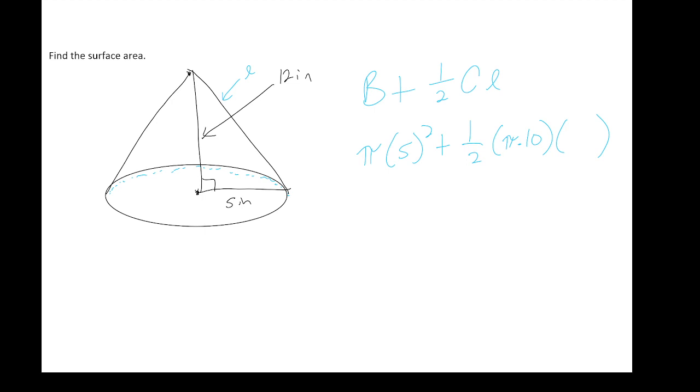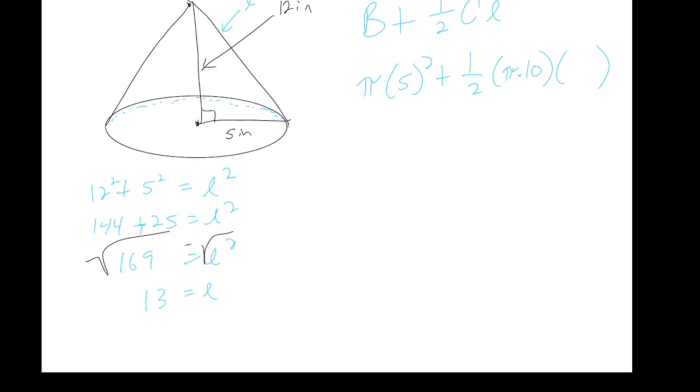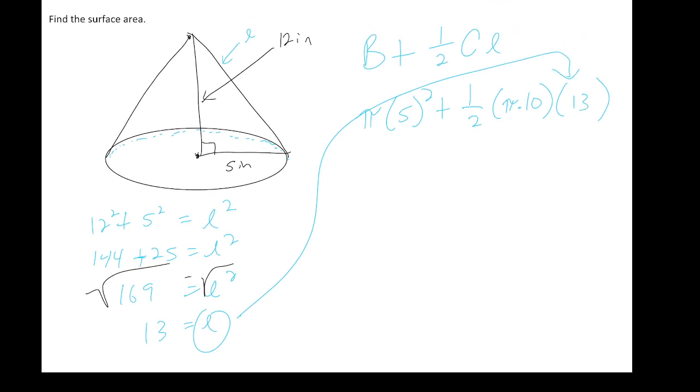But look what we have. We have a right triangle, so we can just employ the Pythagorean theorem. So 12 squared plus 5 squared is equal to my hypotenuse, which is L squared. 12 squared is 144. 5 squared is 25. And 144 plus 25 is 169, which is L squared. I'm going to take a square root of both sides. Square root of 169 is 13, so that is your L. So we're going to take this value and plug it in back here. So this is where we have 13.